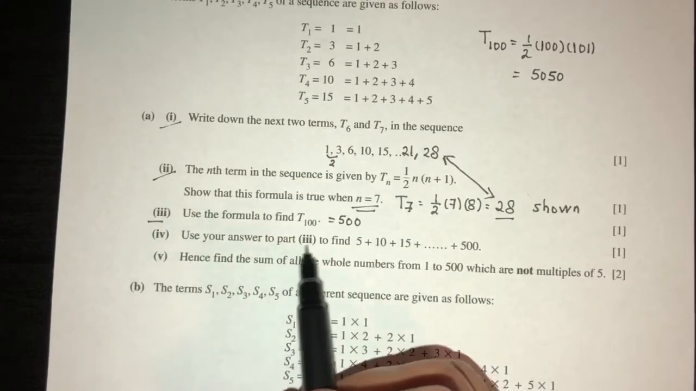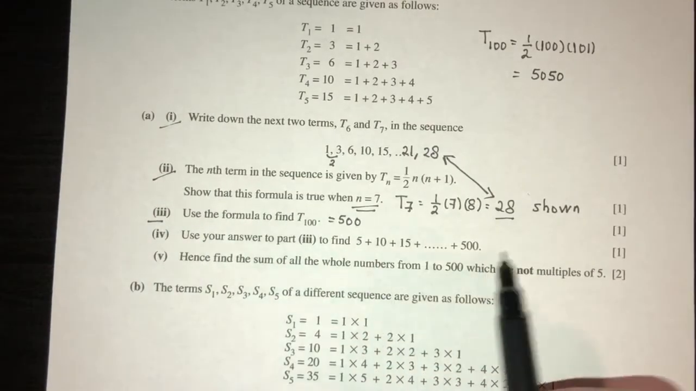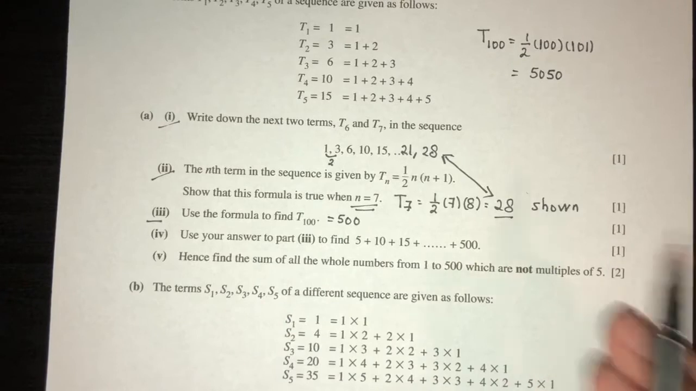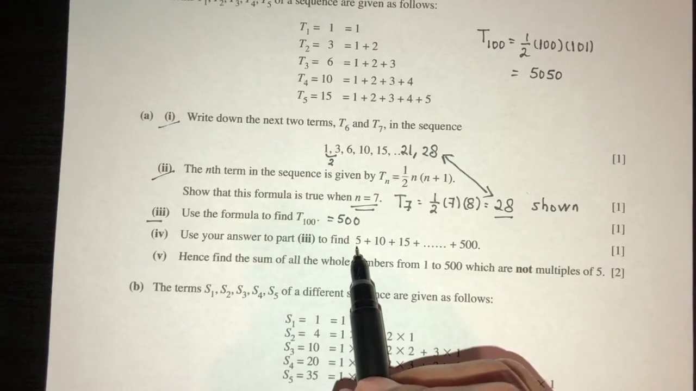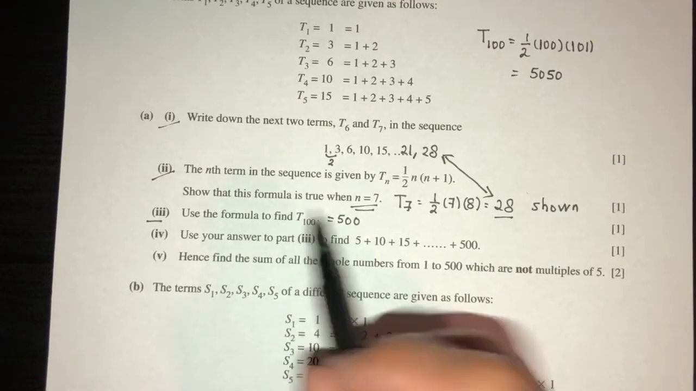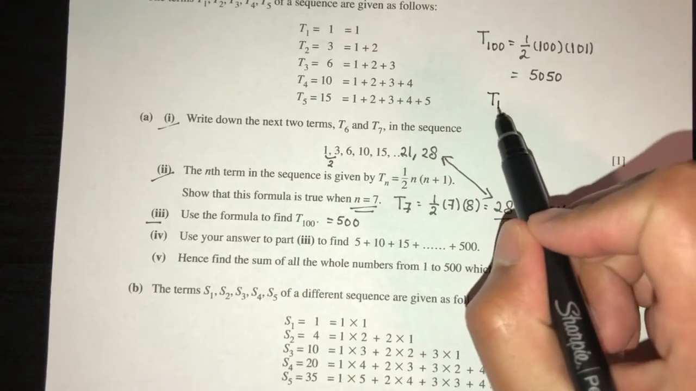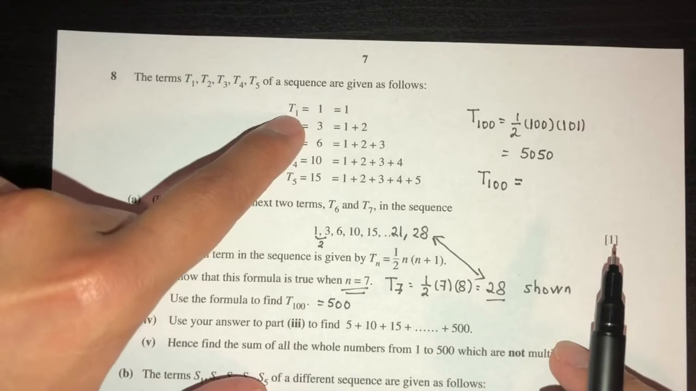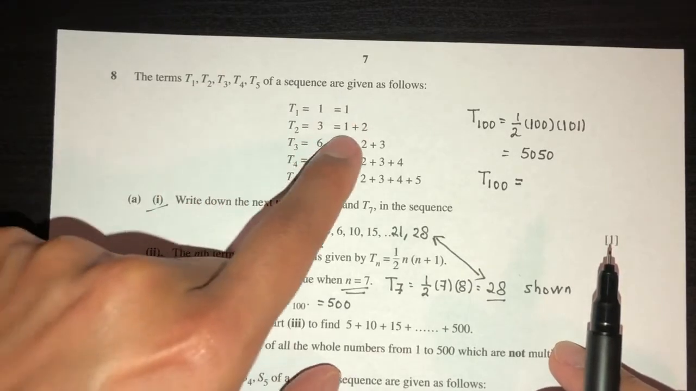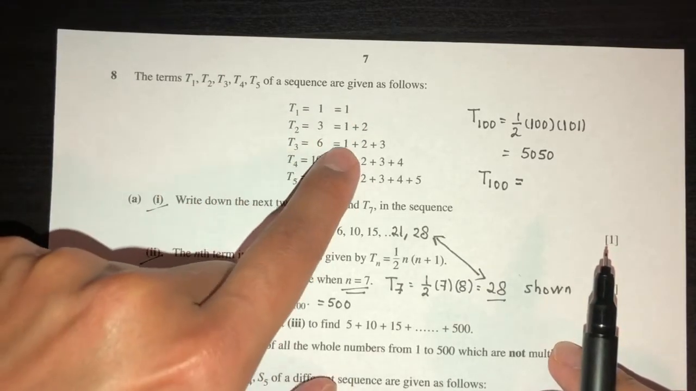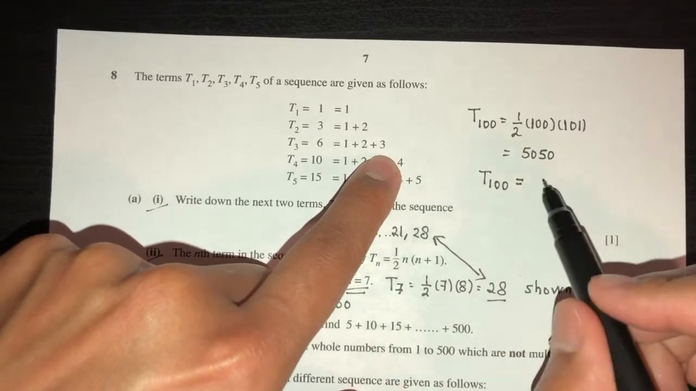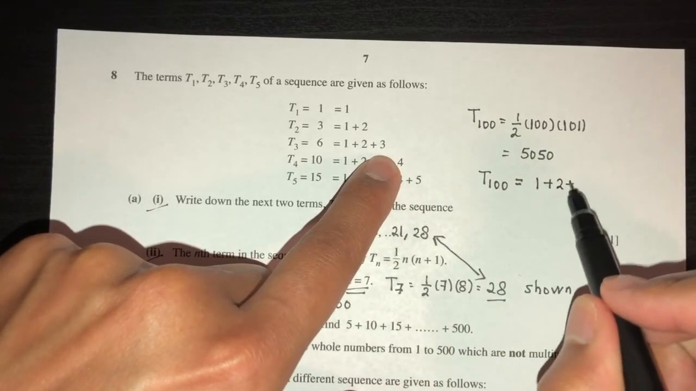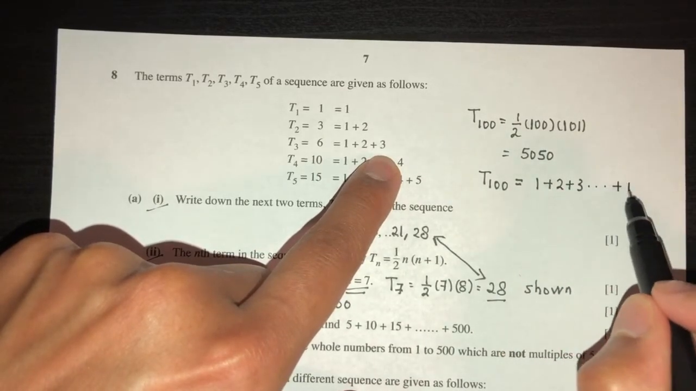Now for this one, using your answer to part 3, find this. So this one is pretty easy. If you observe, here we have, so first, what does this one equal to? If you observe, T1 is 1, T2 is 1 plus 2, T3 is 1 plus 2 plus 3. So T100 will be 1 plus 2 plus 3 up to plus 100.